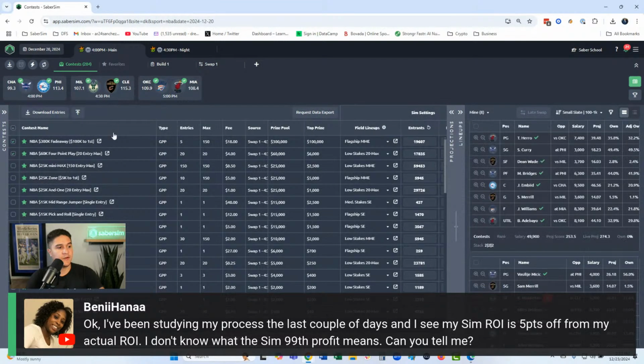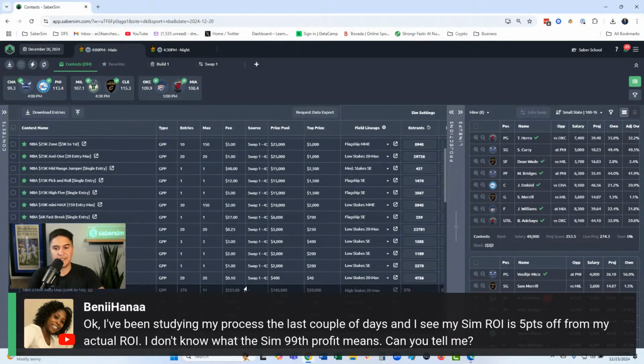All right, so we're moving on to Friday. I'm going to study some different contests just because I had so few in the flagship. But this is even what my contest selection looks like, right? Talk about contest selection, single entry, 3 max balance.